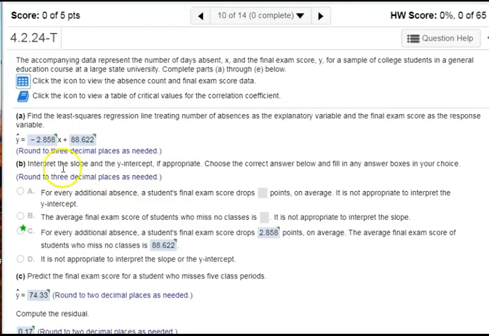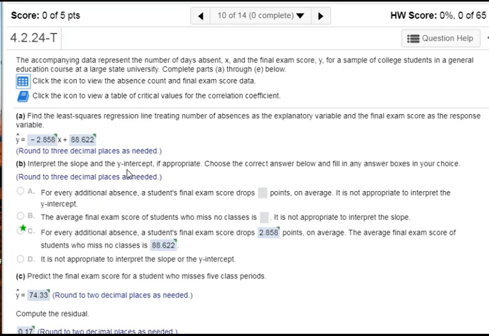Now we're going to interpret the slope and the y-intercept. Slope is how much the y variable is going to change in value when x increases by 1. So for every additional absence, that's a change in x by 1, a student's score is going to drop because we have a negative slope, and the amount it drops by is the value of the slope.